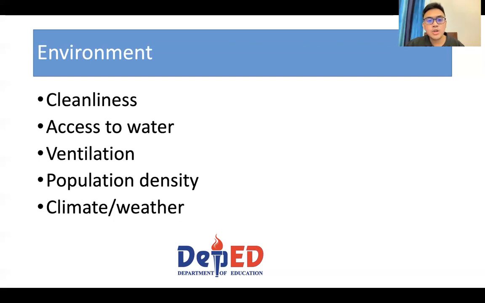Another concept that we need to look into in terms of the environment is population density. When we talk about population density, this talks about the number of people in a specific area. So the more people are in a certain geographical area, the higher the chance that more people will be infected with an infectious disease. And lastly, climate and weather. Of course, there is a lot of literature right now looking at the association of climate change with the changing disease patterns of certain infectious agents. That's why it's very important to also consider the climate and weather.